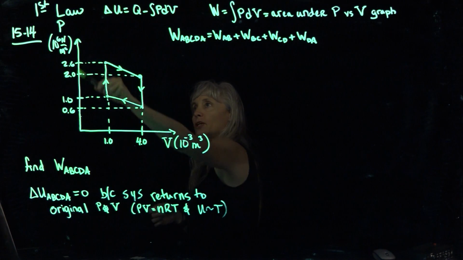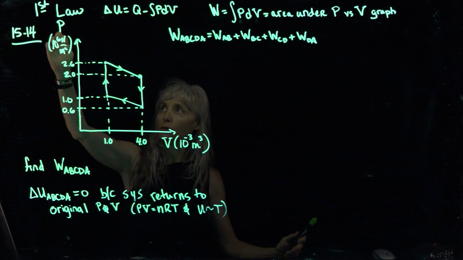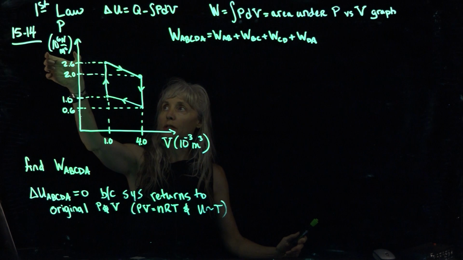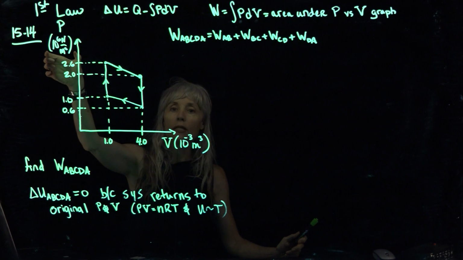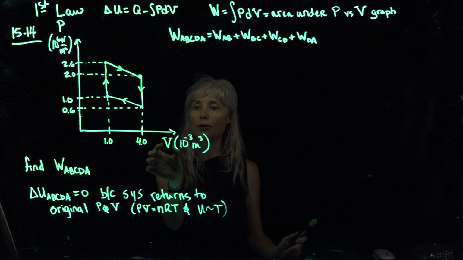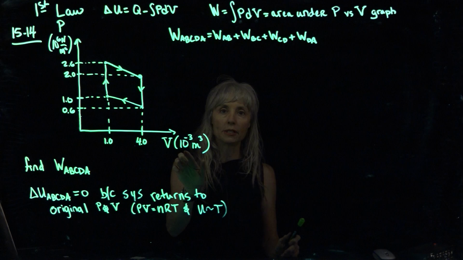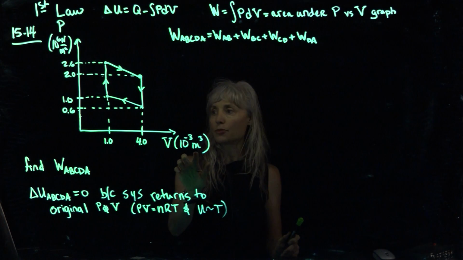We're going to apply this now to problem 15-14 from your OpenStax textbook, which has an accompanying figure which I've drawn on here for you. So this is pressure on the vertical, and the units are going to be 10 to the 6th newtons per meter squared. And on the horizontal we have volume, so this is a PV diagram here. The units for the volume are 10 to the minus 3 cubic meters.